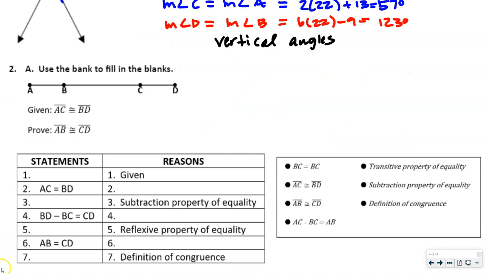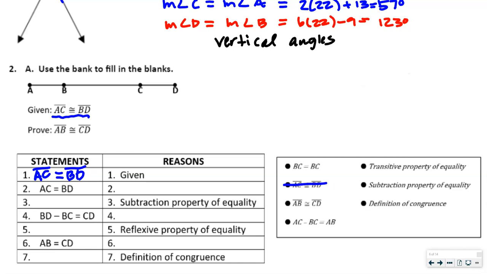So number 2 is a proof, and it says using the bank, fill in the blanks. So it says that we're given that AC is congruent to BD, and we're trying to prove that AB is congruent with CD. So we're going to work down through each step. So our first point is given here. So this is our given information. So that is AC is congruent with BD, right? So once I get that, I'm going to mark through it over there.